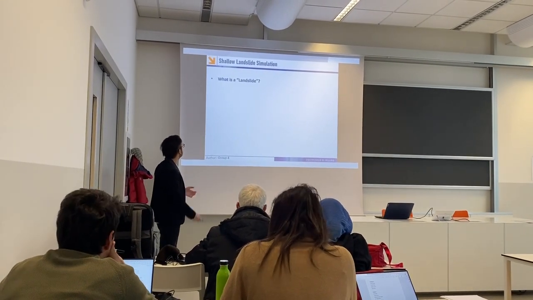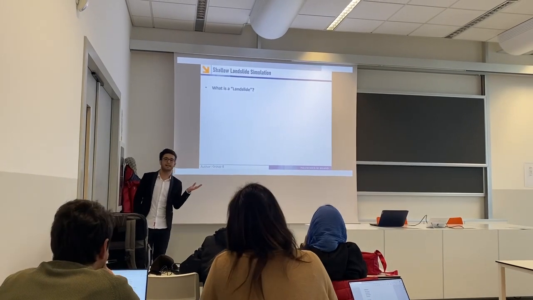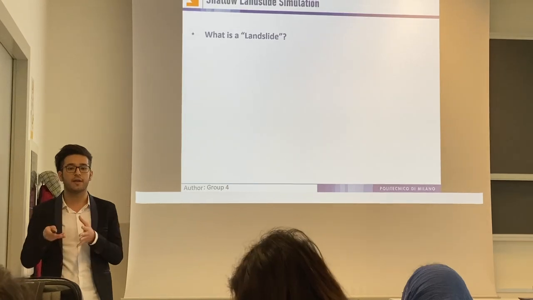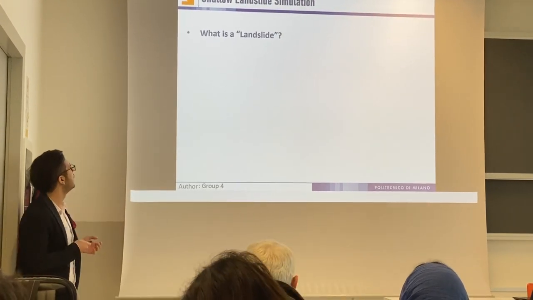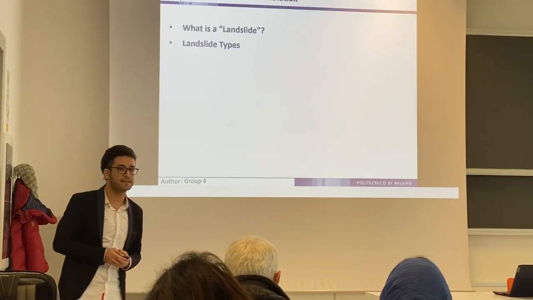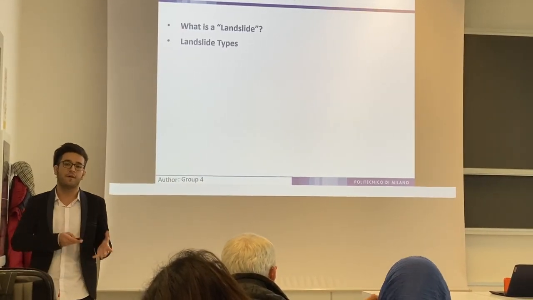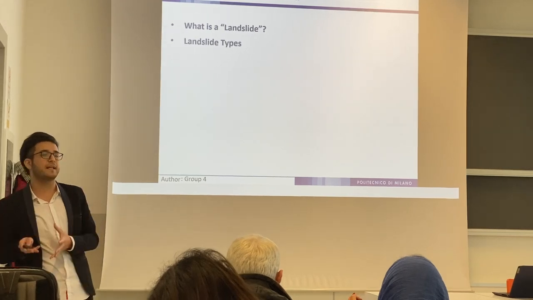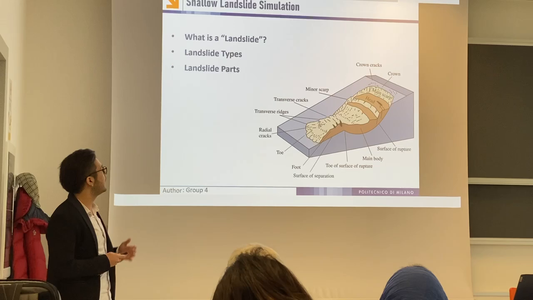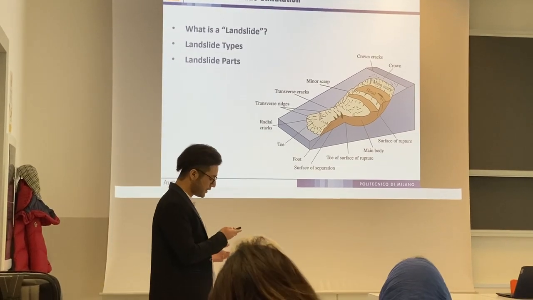So first of all, we need to know what a landslide is. A landslide is a downward movement of masses like soil, rocks, or a combination of them together. Then we need to know the types of landslides. We can have different types such as topples, falls, slides, or complex ones, which are a combination of all of them together. And here is a schematic presentation of a landslide.